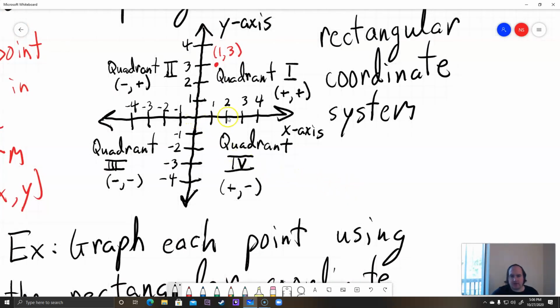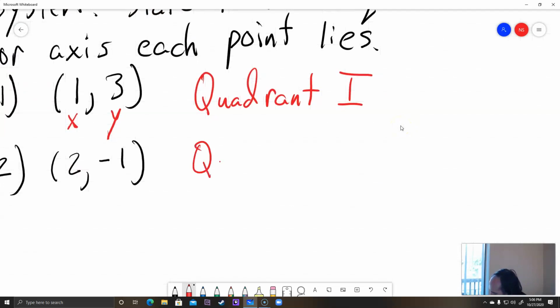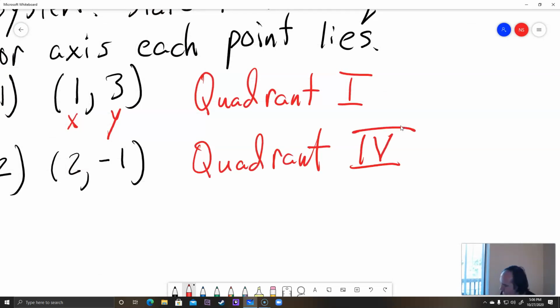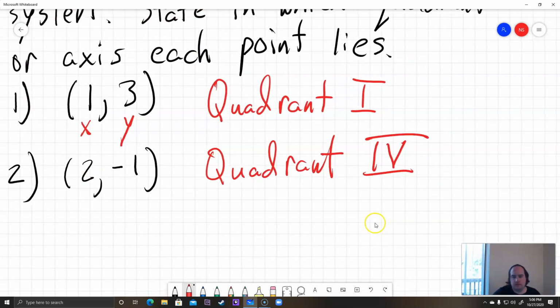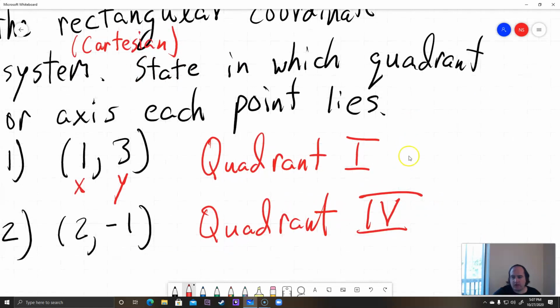So x is positive 2, so that's to the right, and then y is negative 1, so that goes down to right there. So the point they gave us is right here. That's positive 2, negative 1. And as we can see, that's in Quadrant 4, because x is positive and y is negative. All right, cool. So we've seen Quadrant 1 and we've seen Quadrant 4.